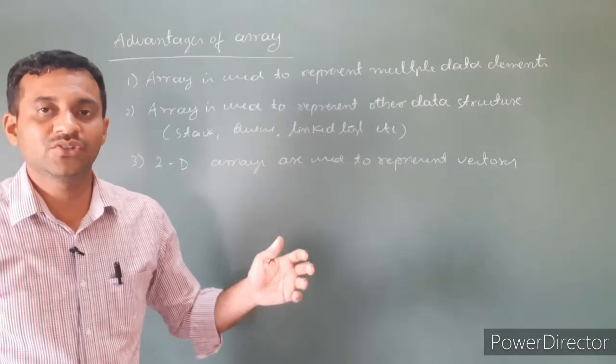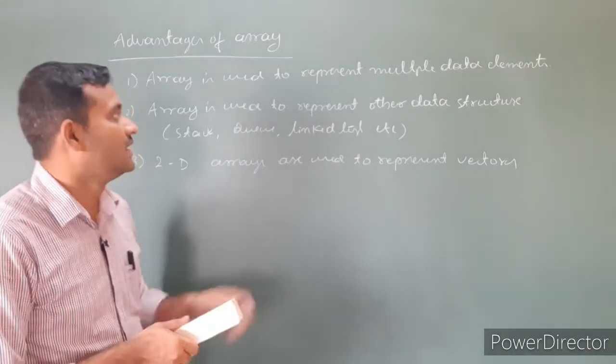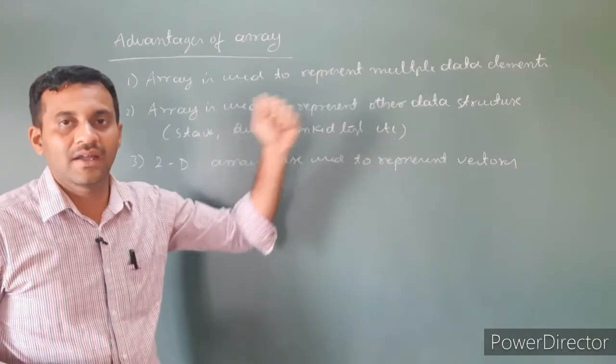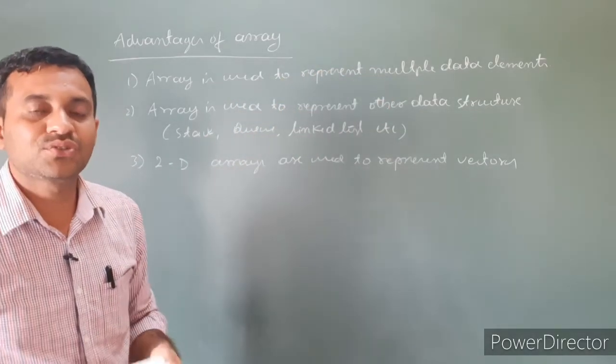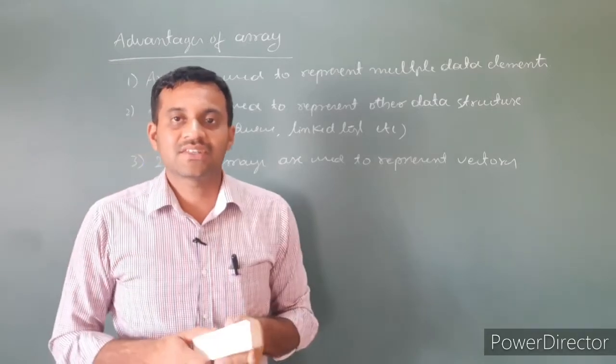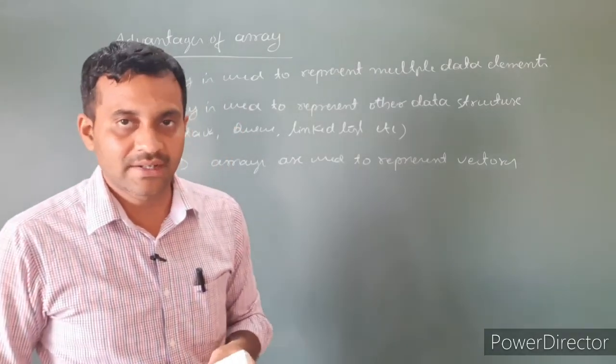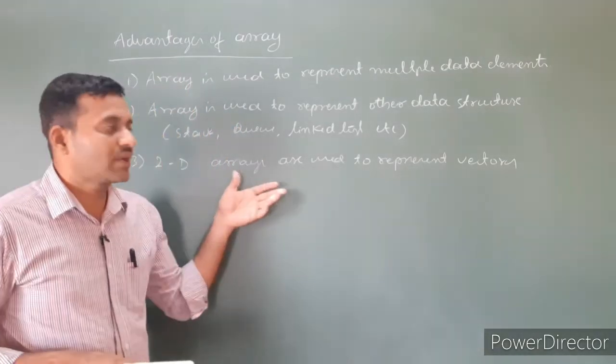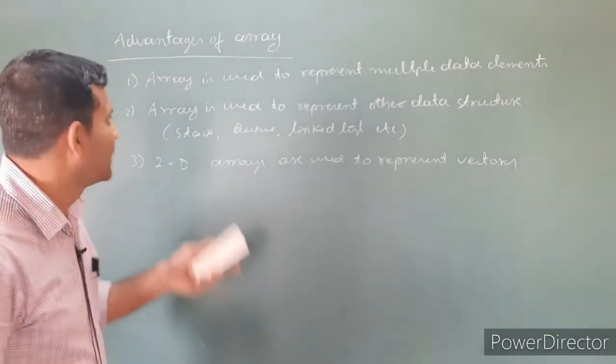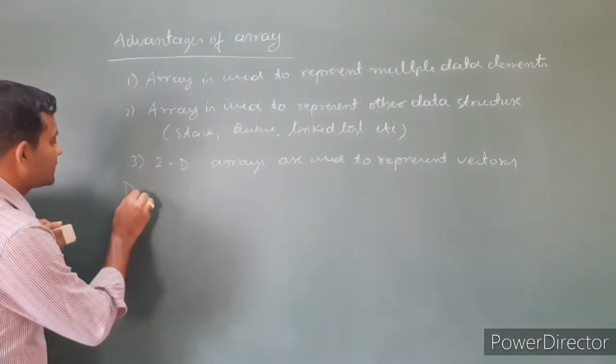First, it is a homogeneous collection of elements that represents multiple data elements. Then an array is used to represent other data structures like stack, queue, linked list. Then it is used to represent vectors. Then, disadvantages.